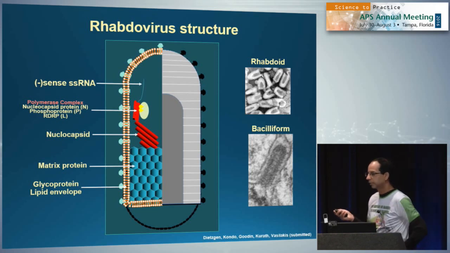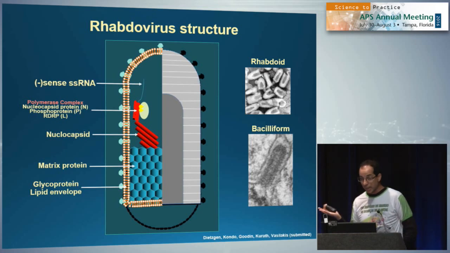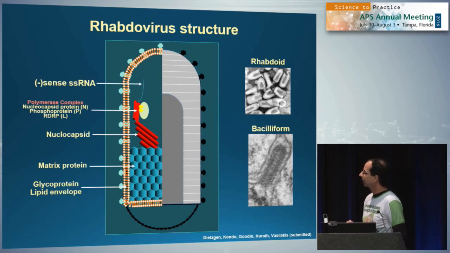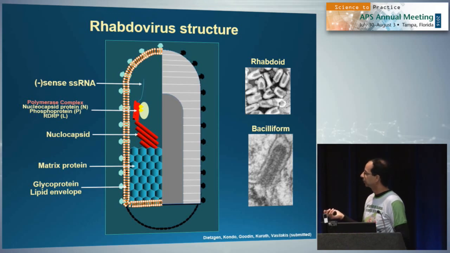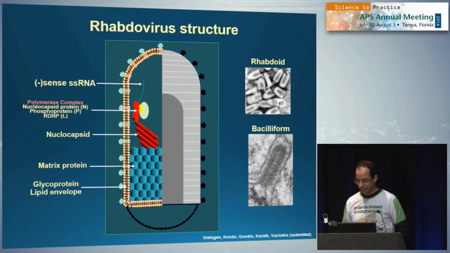This complex buds through a membrane to acquire a lipid envelope and a glycoprotein. As the name suggests, many of these viruses are rhabdoid in shape, but interestingly, most of the plant-adapted species are actually bacilliform, so denoted by this dashed line here.